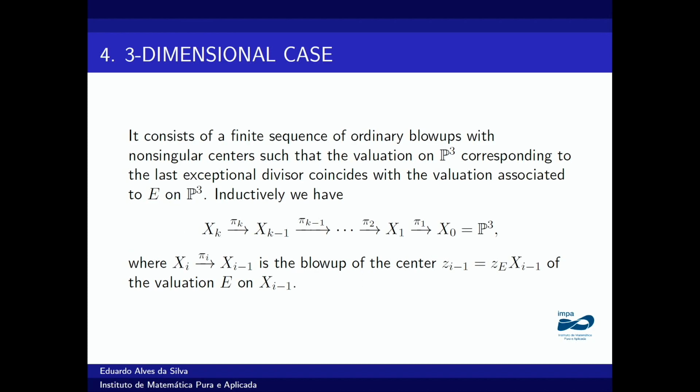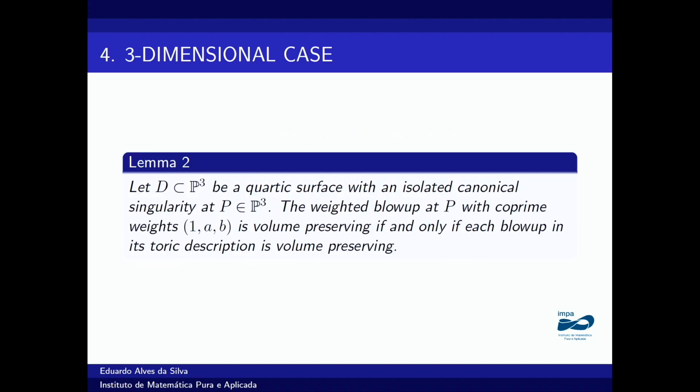This toric description is a finite sequence of ordinary blow-ups along points and lines, such that the last valuation will coincide with the valuation associated to the exceptional divisor of the weighted blow-up. And our lemma is that if we have a quartic surface with an isolated canonical singularity, the weighted blow-up at P with coprime weights 1, a, b is volume preserving if and only if each blow-up in its toric description is volume preserving. So this is a key lemma to get our volume preserving weights.